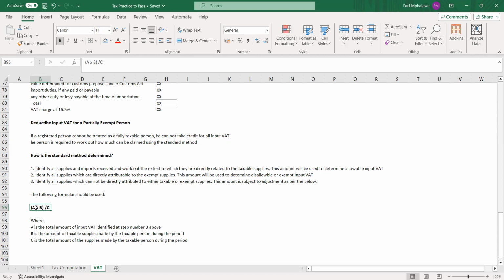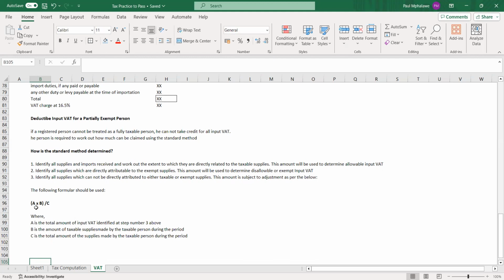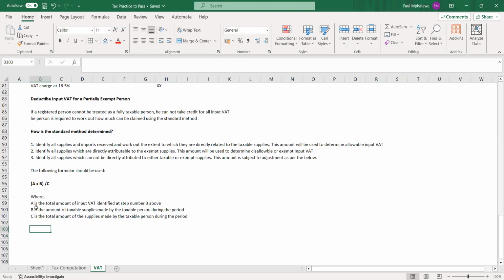Okay, so input VAT paid on the following should be disregarded. Very, very important point. Input VAT paid on the following items or goods should be disregarded. Number one, motor vehicle and motor vehicle parts, unless the registered person is in the business of hiring, selling, and dealing in motor vehicles and motor vehicle spare parts.